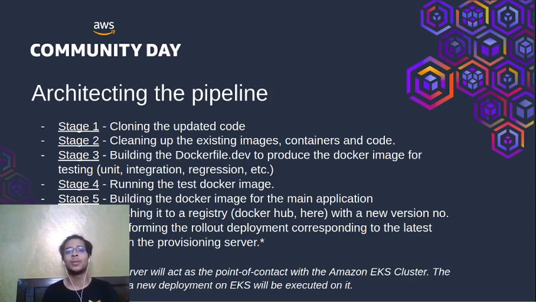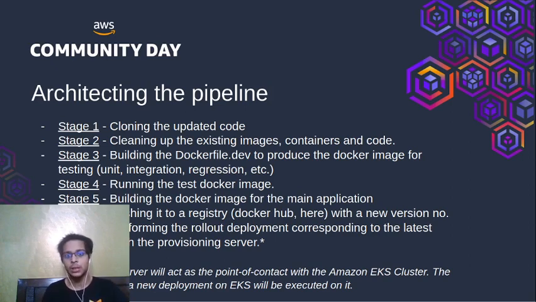The second stage is going to be cleaning the existing images, containers and code. So this Jenkins server will be repeatedly running the CI/CD pipeline whenever a code update happens. So there might be a chance that existing images, existing containers, existing code might be there. So just to avoid conflicts, this stage 2 will clean up all these existing things just to make sure there are no conflicts. The third stage is going to be building a Docker image for testing.